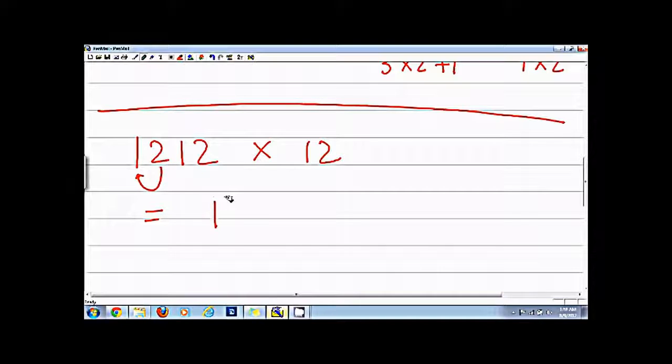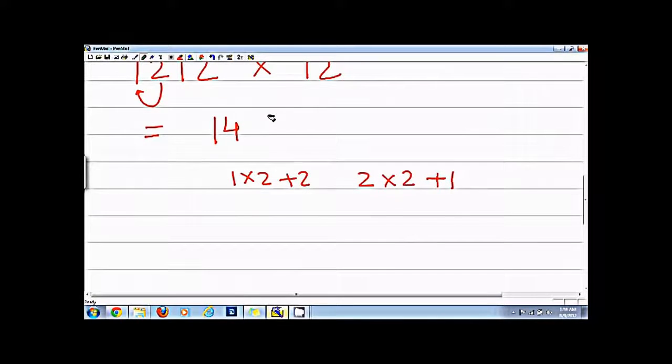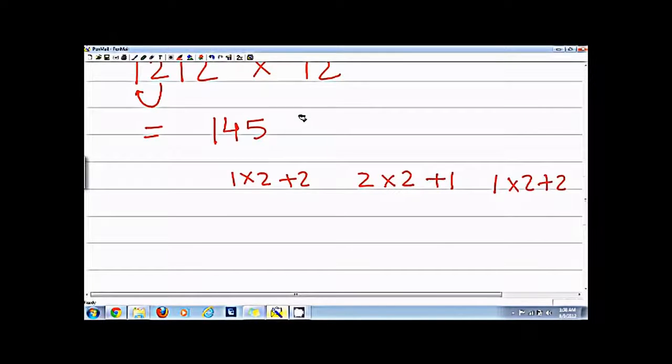and then I'll say 1 into 2 plus 2, so that is equal to 4, and then I say 2 into 2 plus 1, that is equal to 5, and then I'll say 1 into 2 plus 2, that is equal to 4, and then I'll say 2 into 2, that is equal to 4. So the answer is 14544. So I can check if my answer is correct.